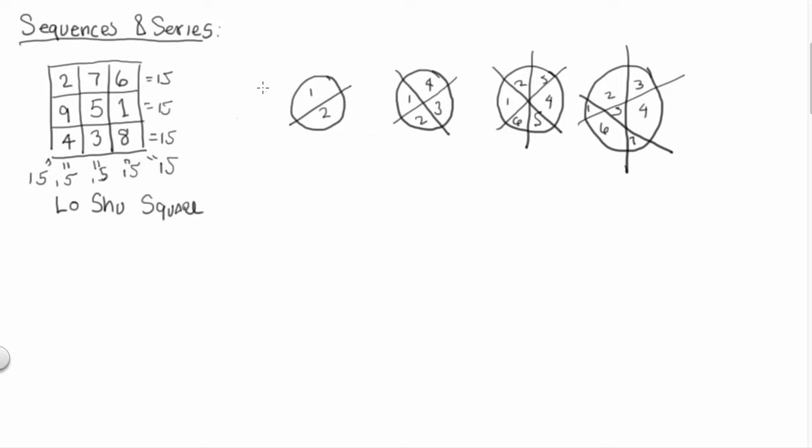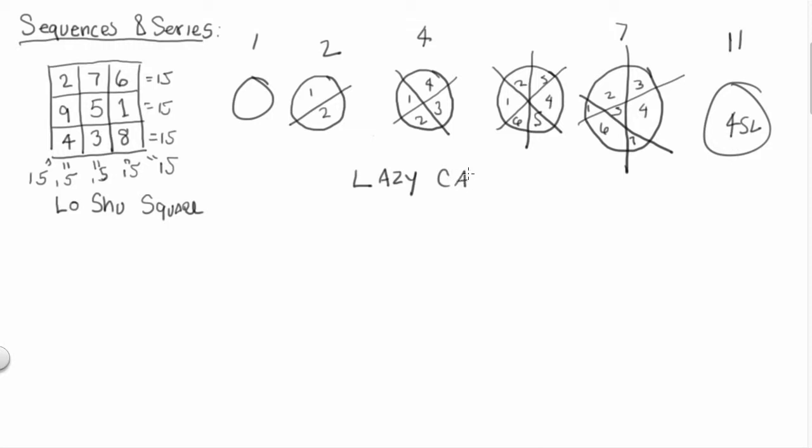As a matter of fact, it begins with no cuts, and this is 1 piece, this is 2 pieces, this is 4 pieces, this is 7 pieces, and in theory, the next one with 4 slices is going to have 11 pieces maximum. Okay, and this we call the lazy caterer's sequence.